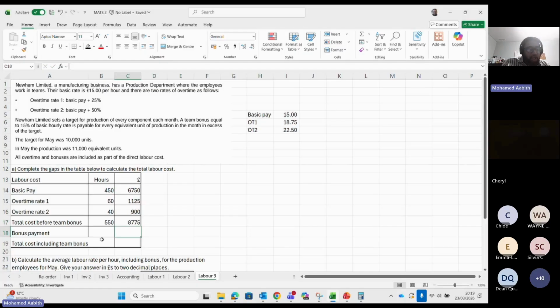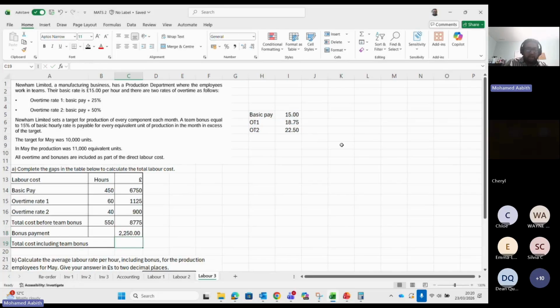£8,775. They're asking here, how much is the bonus payment? So what is the bonus payment we're looking at here? It's going to be 1,000 extra units. So for every one of those 1,000 extra units, you're going to get a bonus of 15% of the basic hourly rate. What is my basic pay that time? And 15% of it. So I'm going to use the 15% here. It gives me £2,250. So let's change that to that and that. So that is the bonus payment.